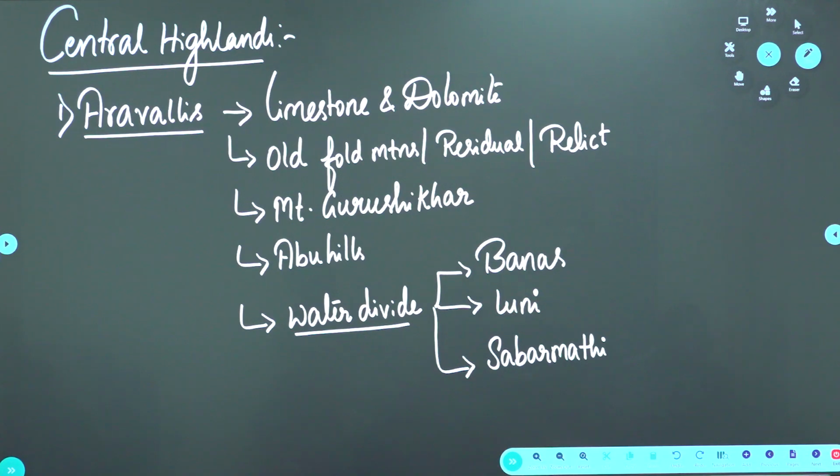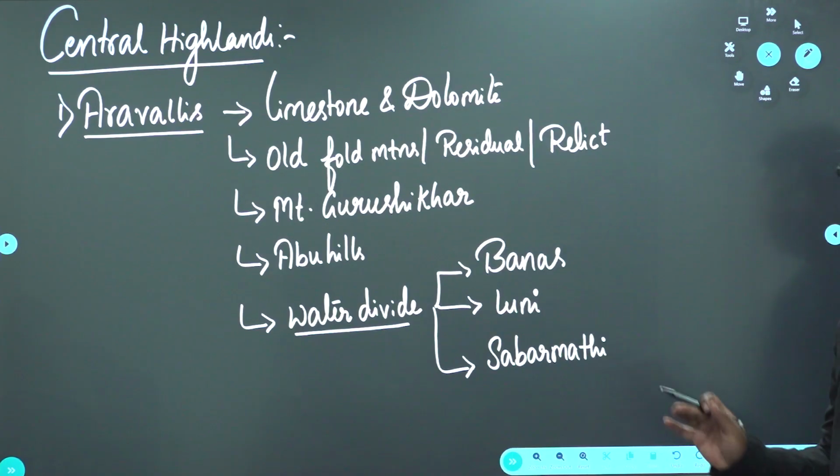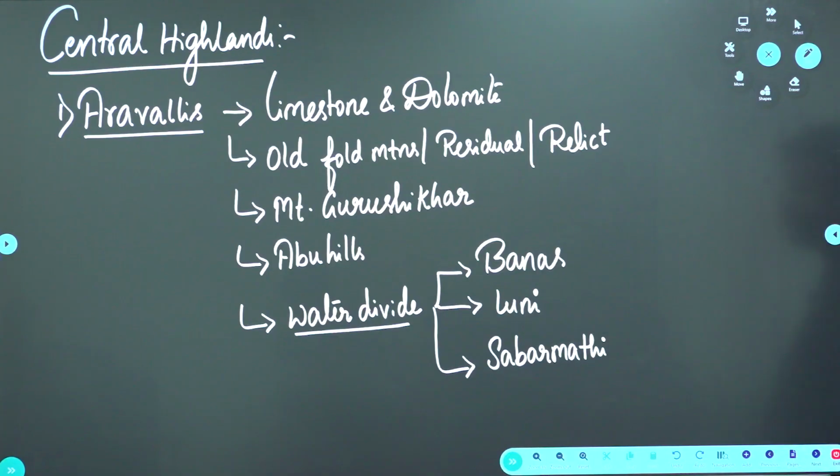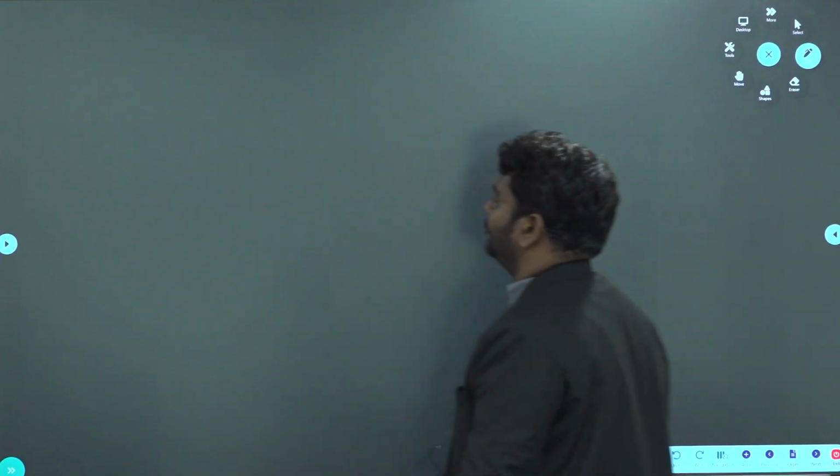Banas is tributary of Chambal. Luni is an independent river. Sabarmati is independent river. What you need to remember in drainage patterns is which is independent, which is a tributary. If you have that clarity, you will be able to eliminate the options. Fine. Independent rivers are important. Done. Aravallis.